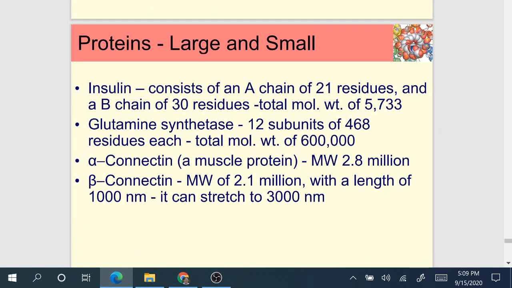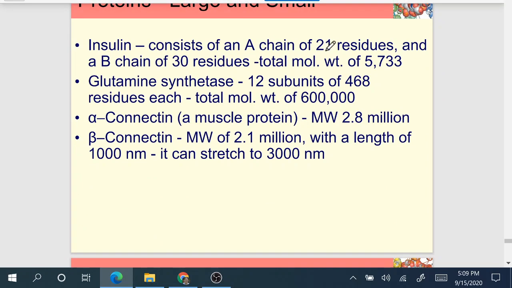Insulin consists of an alpha chain of 21 residues or amino acids and a beta chain of 30 residues for a total molecular weight of 5,733. This is a fairly small protein actually. Glutamine synthetase has 12 subunits of 468 residues each for a total molecular weight of 600,000. And that's going to be in atomic mass units.